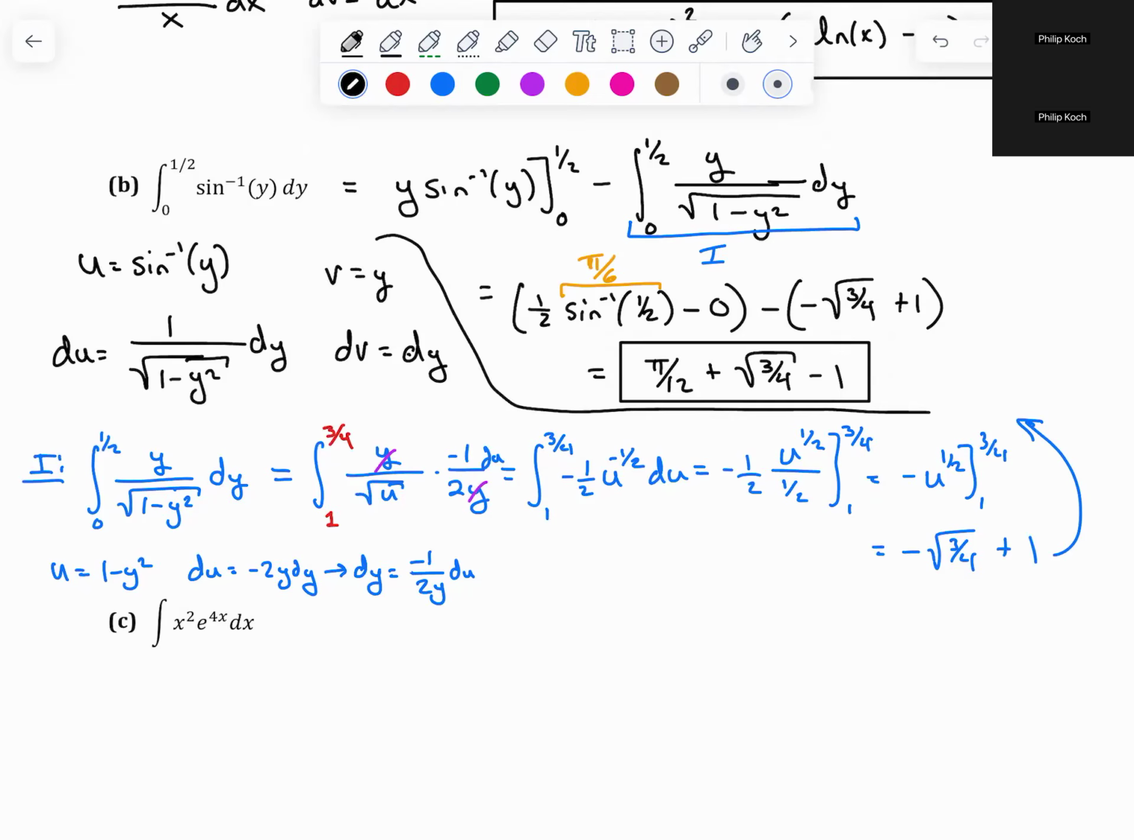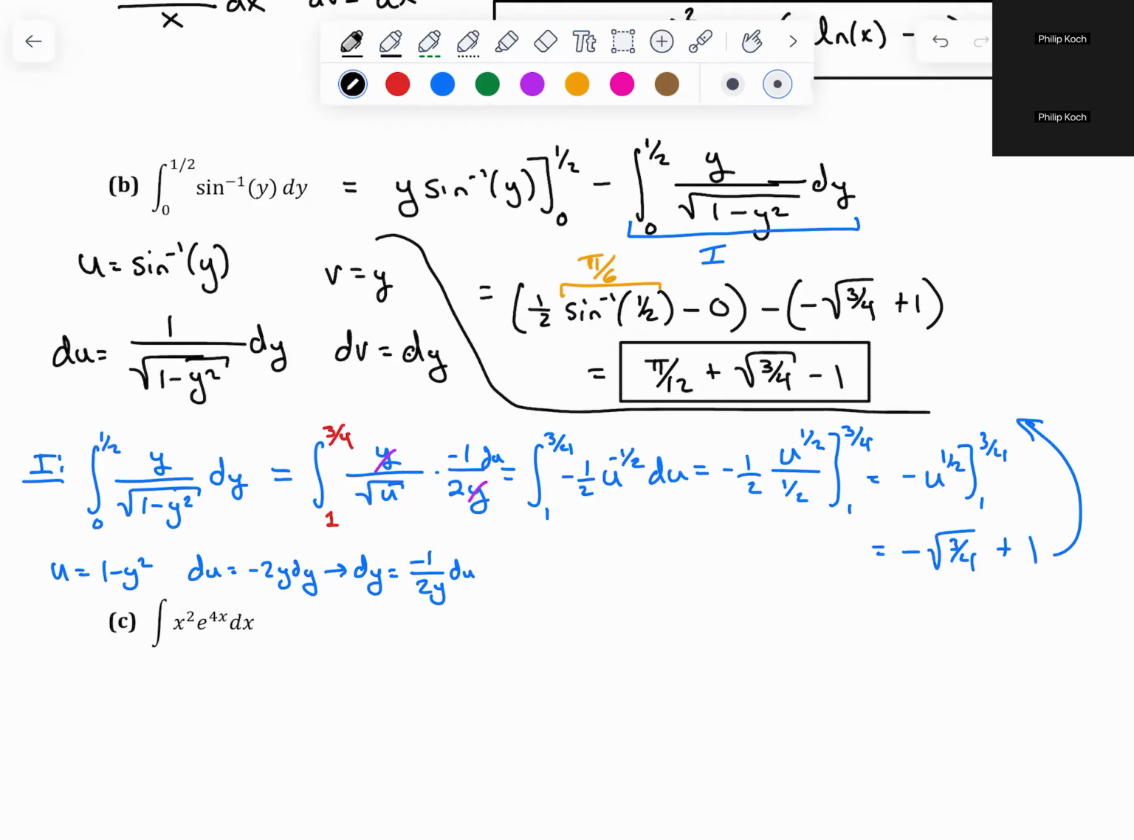Yes, we don't need a plus c because it's a definite integral. That is correct. Because it's a definite integral, we do not need a plus c. It should just give us a specific value. Any other questions? All right.